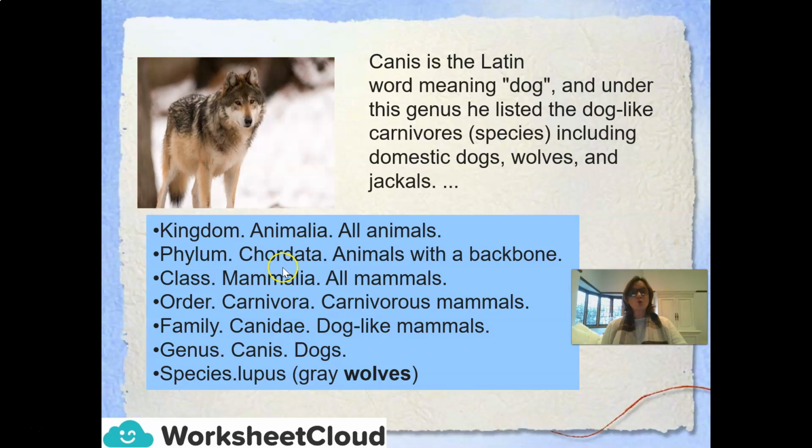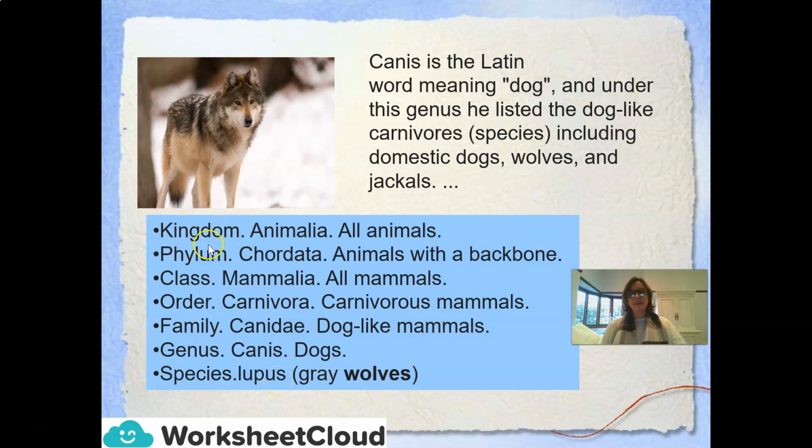So the phylum is Chordata, which means animals with a backbone. The class is Mammalia, which are the mammals. The order is Carnivora, carnivorous animals. The family is Canidae, dog-like mammals. The genus is Canis, which are dogs. And the species is Lupus, in this case, grey wolves.